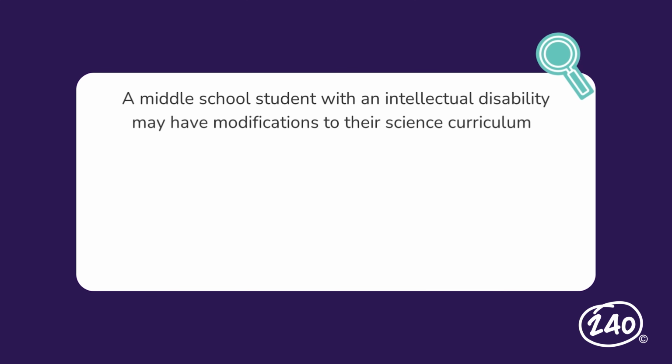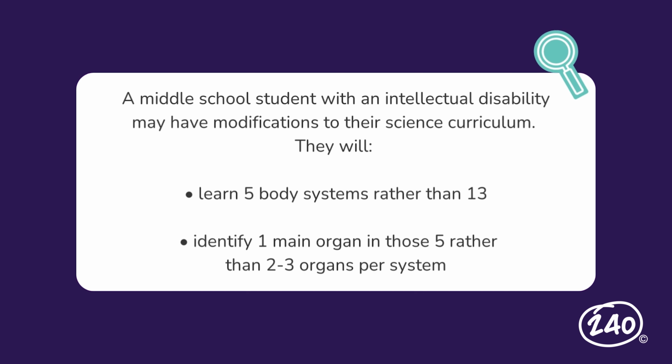Let's take a look at an example of modification in action. A middle school student with an intellectual disability may have modifications to their science curriculum, stating they will learn 5 body systems rather than 13, and identify 1 main organ in those 5 rather than 2 to 3 organs per system. Those are changes to what the individual student is learning as compared to the general education curriculum.